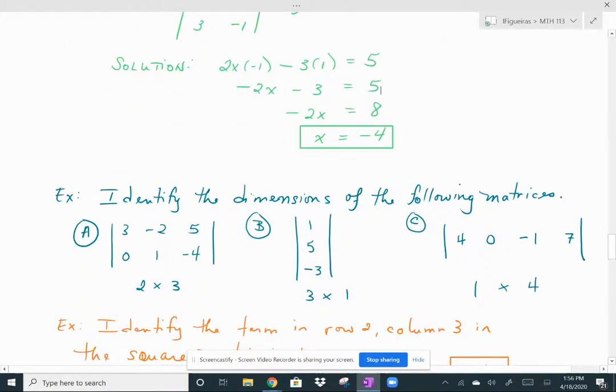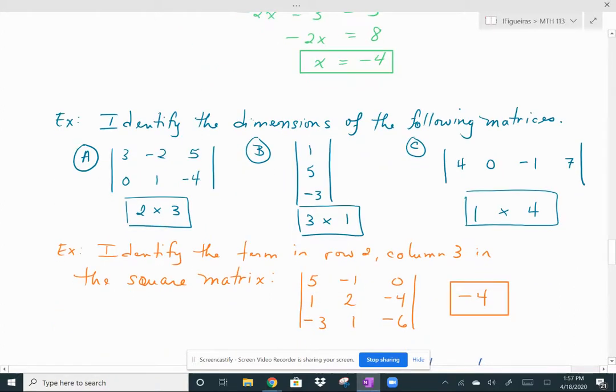All right, so let's identify the dimensions, meaning the rows and columns, of the following matrices. So A is a matrix with 2 rows and 3 columns. So this has a dimension of 2 by 3. Part B has 3 rows but 1 column. So this has a dimension that is 3 by 1. And C has 1 row and 4 columns. So the 1 row is 4, 0, negative 1, and 7. And 4 columns: 4, 0, negative 1, and 7. So that dimension is 1 by 4. These are not square matrices because the number of rows and columns are different.